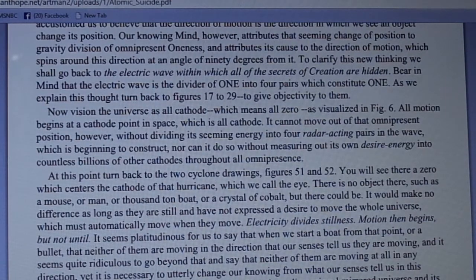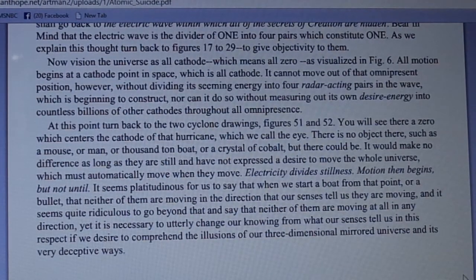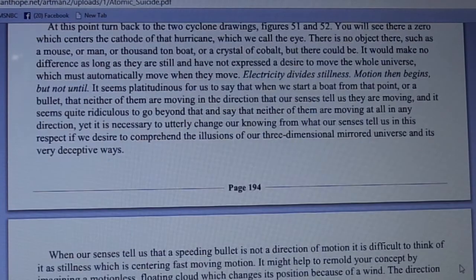It seems platitudinous for us to say that when we start a boat from that point, or a bullet, that neither of them are moving in the direction that our senses tell us they are moving. And it seems quite ridiculous to go beyond that and say that neither of them are moving at all in any direction. Yet it is necessary to utterly change our knowing from what our senses tell us in this respect, if we desire to comprehend the illusions of our 3-dimensional mirrored universe and its very deceptive ways.